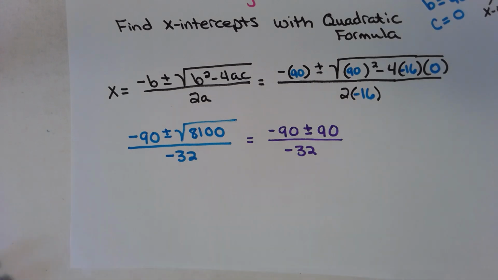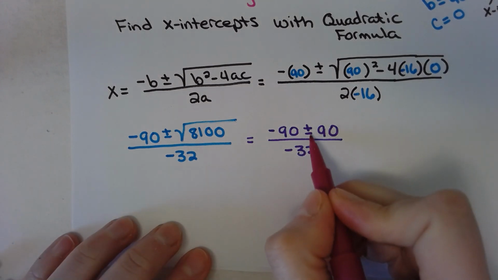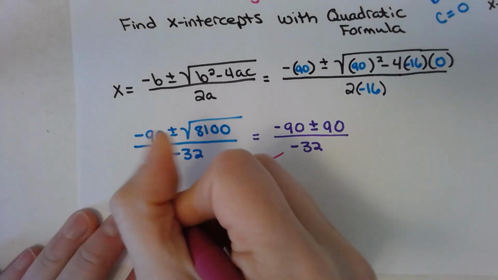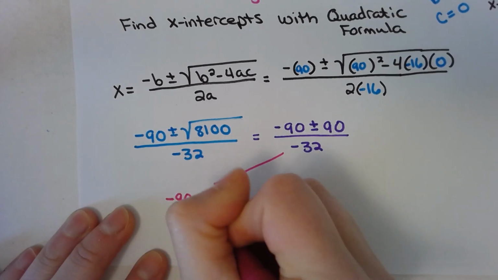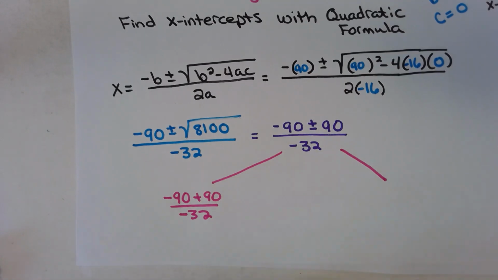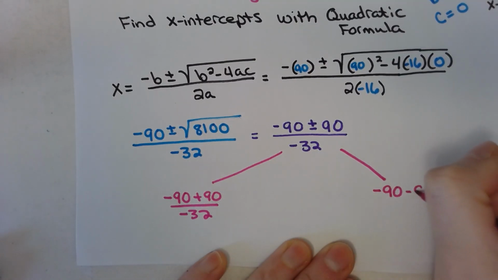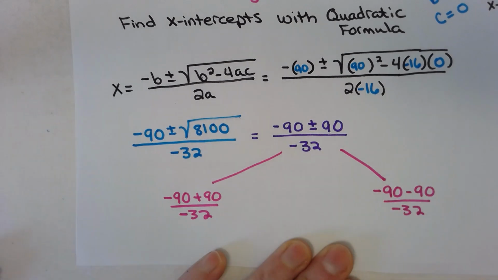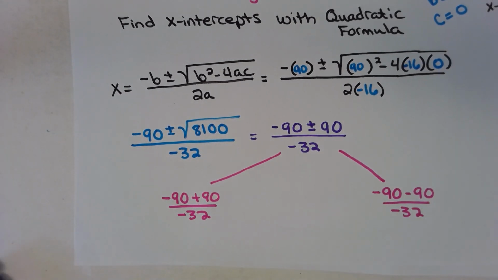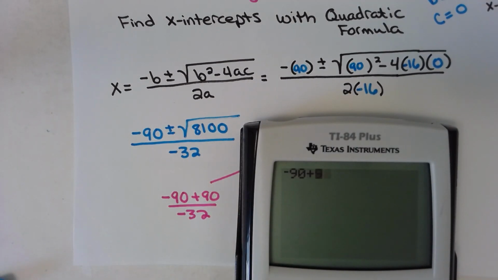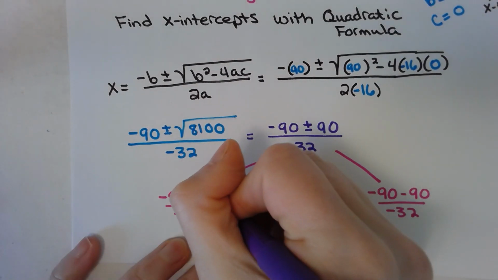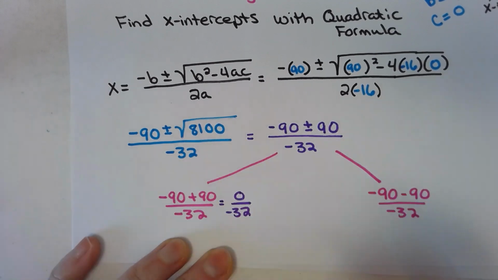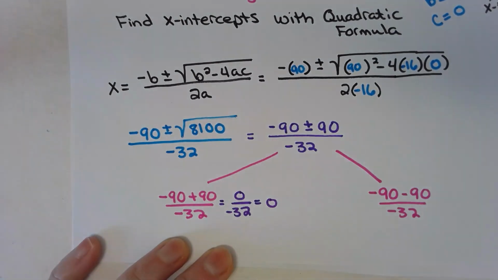So now I'm going to break this problem apart into the 2 problems with that plus or minus sign. So the first one, negative 90 plus 90, all divided by negative 32. For the second one that we're breaking apart, that would be negative 90 minus 90 divided by negative 32. Okay, so now I'm going to come over here and simplify. Now I know whenever I combine these two, negative 90 plus 90, that is going to give me 0. So I've got a 0 on the top part of my fraction right there over negative 32. Which is just going to end up being 0.